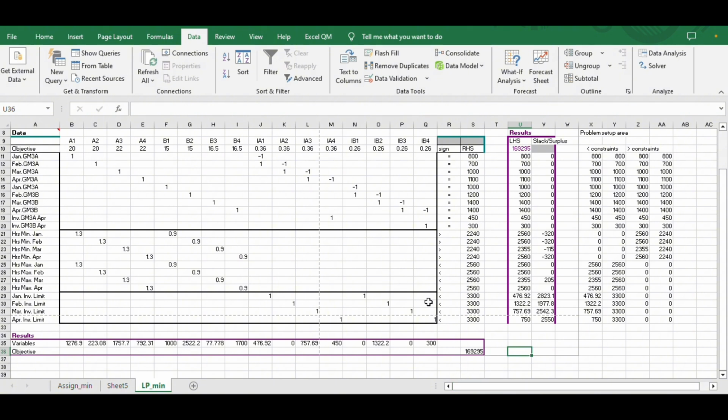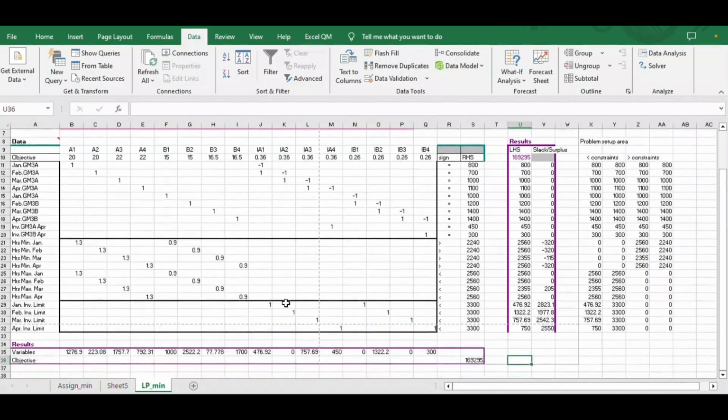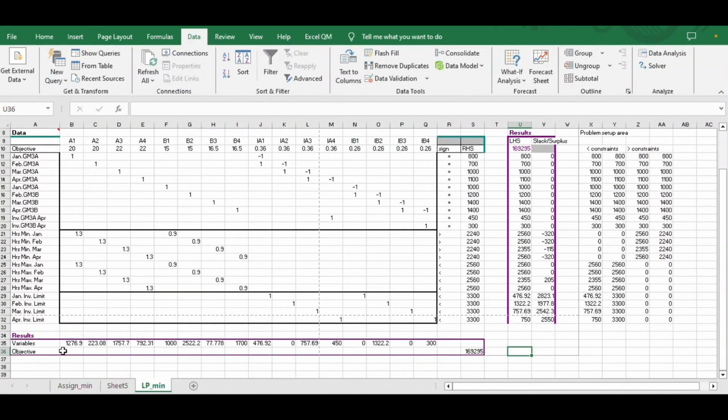Which means that the total cost for the 4 months is 1,609,295. And for the variables, it means that the production for January will be 1,276.9. Then for February it will be 223.08, for March 1,757.7, and 792.31 for April. And then for the GM3B model, it has 1,000 for January, 2,522.2 for February, 77.778 for March, and then 1,700 for April.